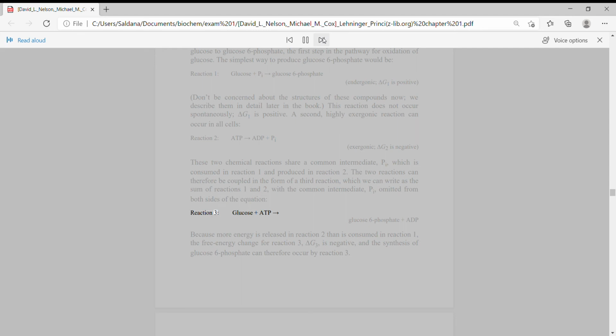Reaction 3: glucose plus ATP yields glucose 6-phosphate plus ADP. Because more energy is released in reaction 2 than is consumed in reaction 1, the free energy change for reaction 3, ΔG3, is negative, and the synthesis of glucose 6-phosphate can therefore occur by reaction 3.